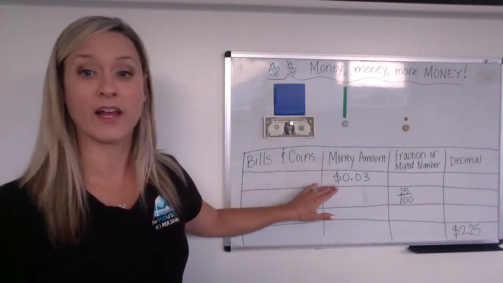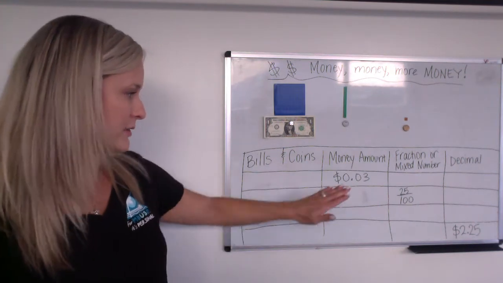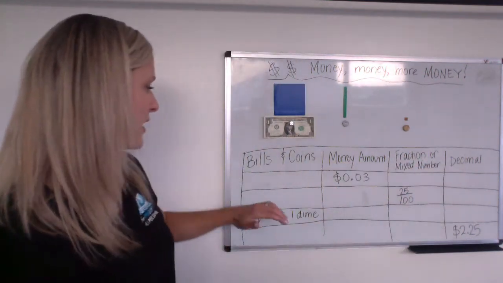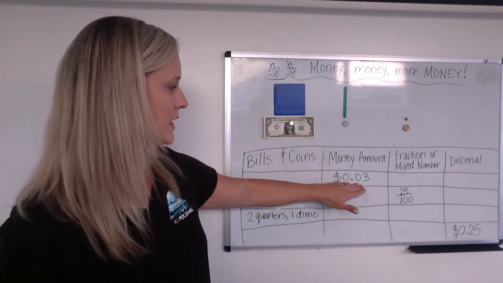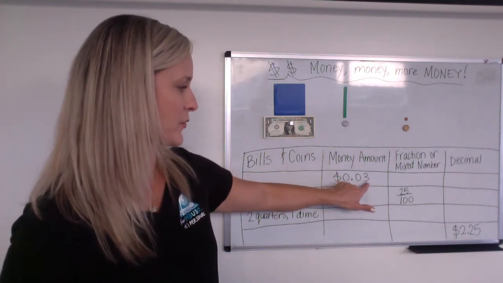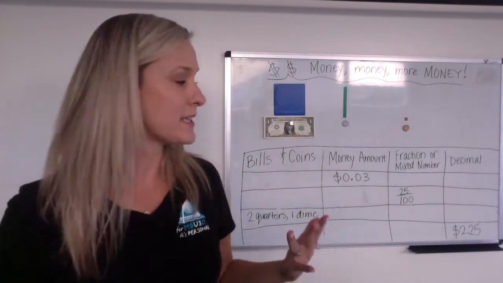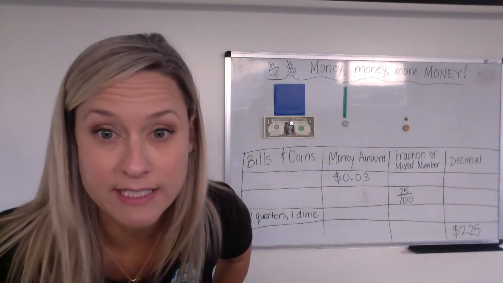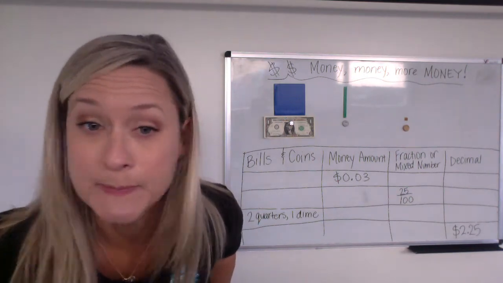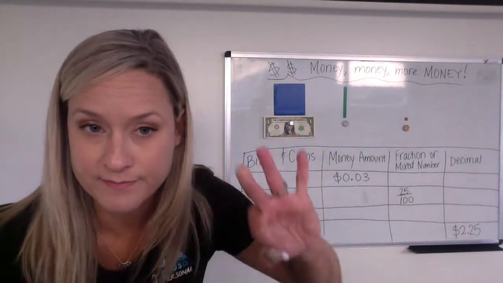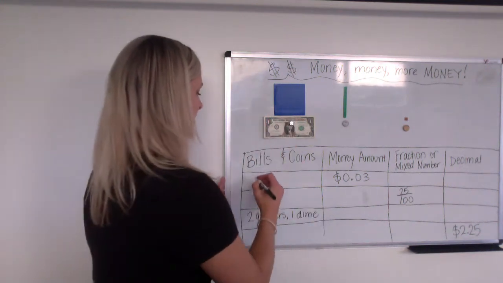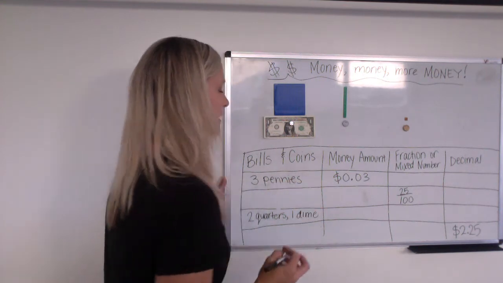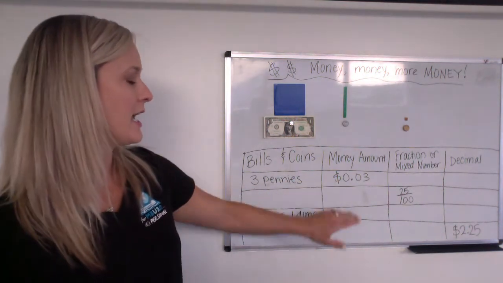We're going to use the information over here to help us figure out the blank ones. All right, we've got money amount, fraction or mixed number, and decimal. So let's go first here, and it says we have $0.03. So we have to think about, all right, what bills and coins would we have? Well, in this case, do we have any bills? And how many coins do we have? 3, and they're all pennies, right? So I'm going to write 3 pennies. All right, so that would make 3 cents.